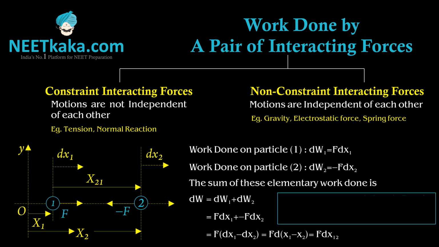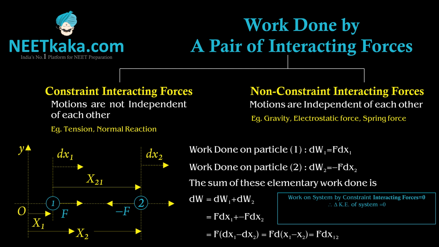Now, if the particles are not moving with respect to each other, then dx12 is equal to 0. This means the sum of the work done by these forces is 0. Now, if the particles move under the action of constraint forces like tensions, normal reactions, etc., whatever distance one particle travels, the same distance is traveled by the other particle also. And therefore, in this case, dx12 is 0. Now because dx12 is 0, the total work done on the system is 0. So the total work done on the system by a pair of constraint interacting forces is always 0.